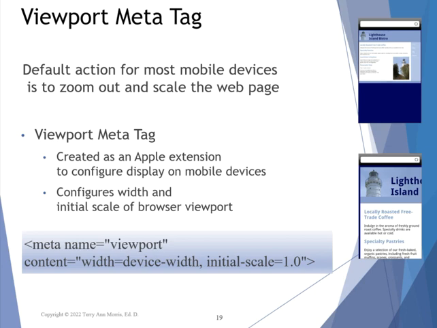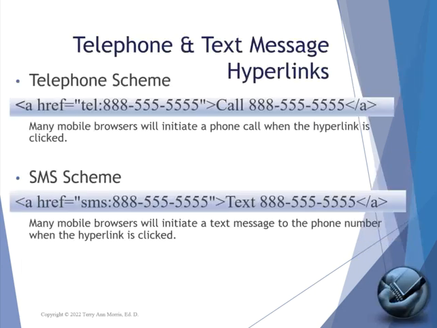The viewport meta tag is used to zoom out and scale the web page, which is the default action for most mobile devices. Viewport meta tag is an Apple extension that is used to configure display on mobile devices. It also specifies the width and initial scale of the browser viewports.